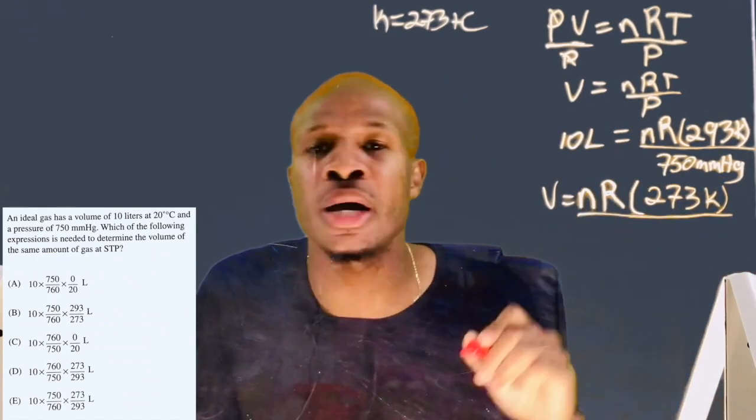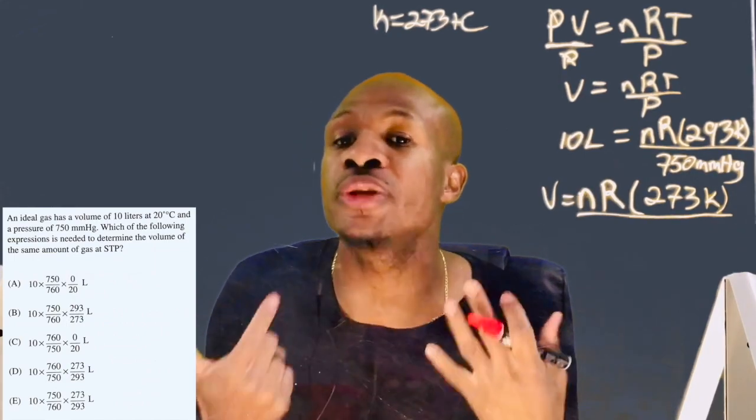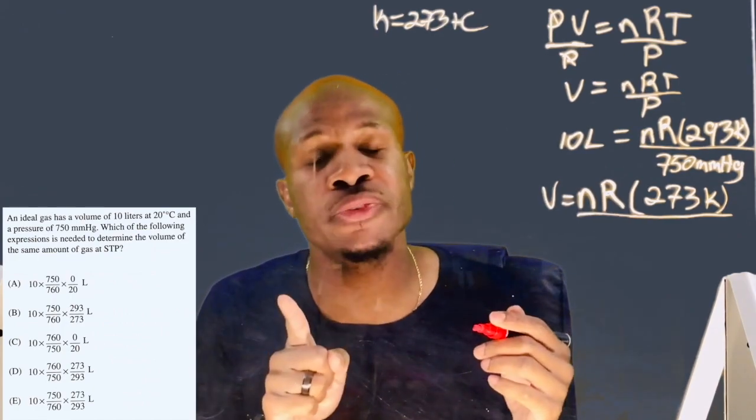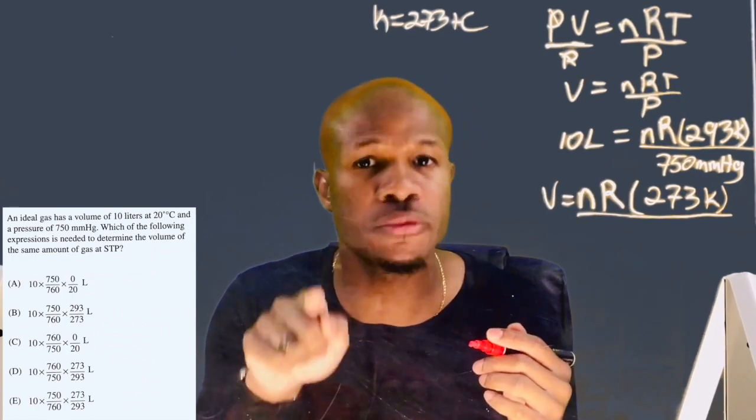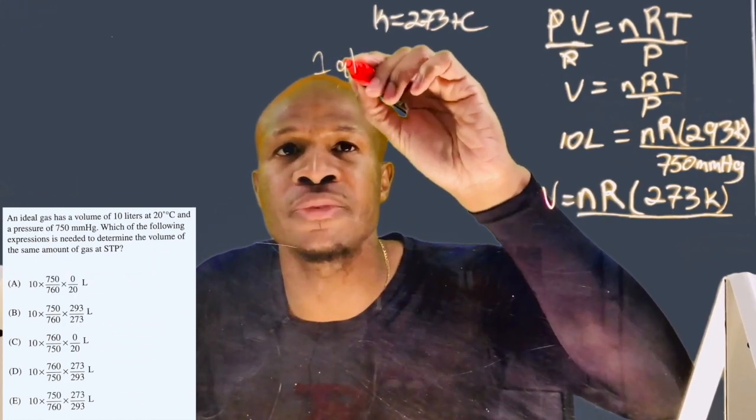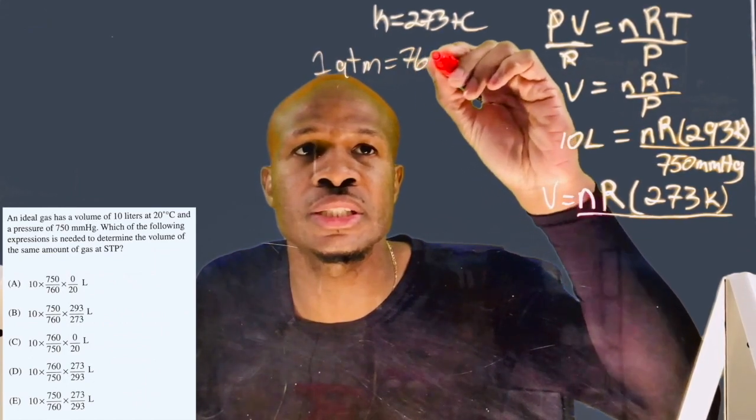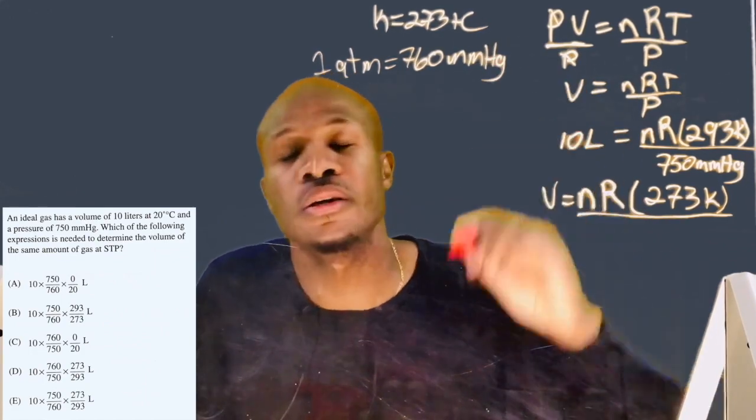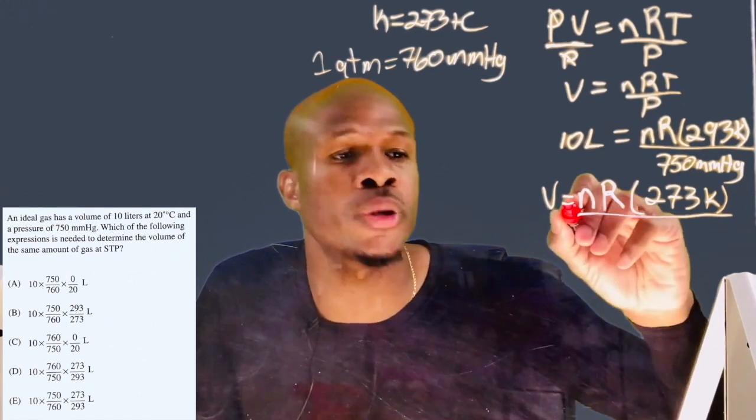Okay, and then divided by standard pressure. You must know standard pressure. How do we define standard pressure? As 1 atmosphere. 1 atmosphere is equal to 760 millimeters of mercury. You must know that. Write it down. In fact, I'll write it down for you. 1 atmosphere is equal to 760. Okay? Know it. And that's standard pressure. Okay, so I'm going to put 760 here.